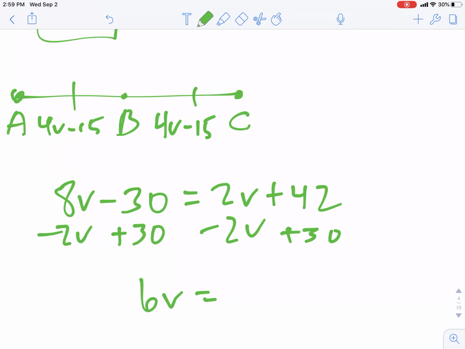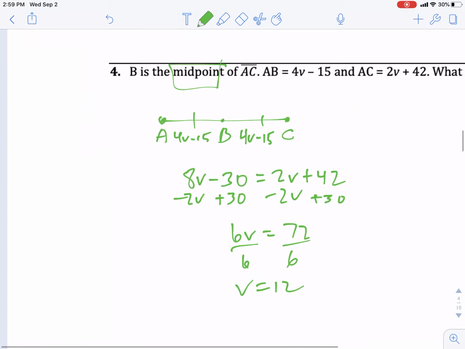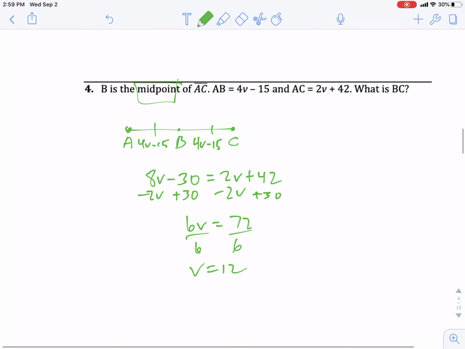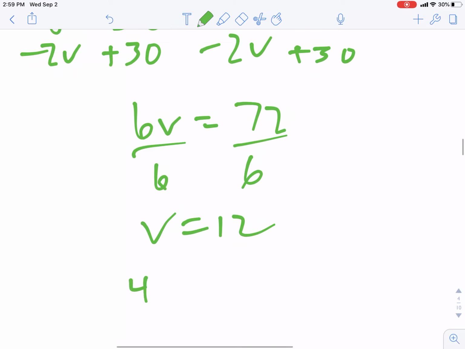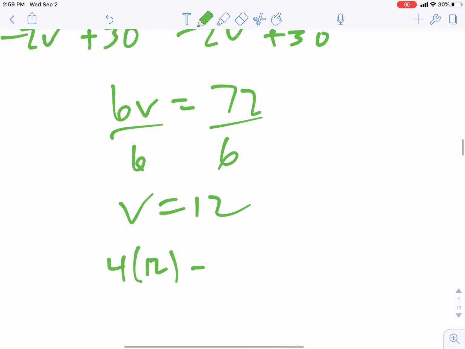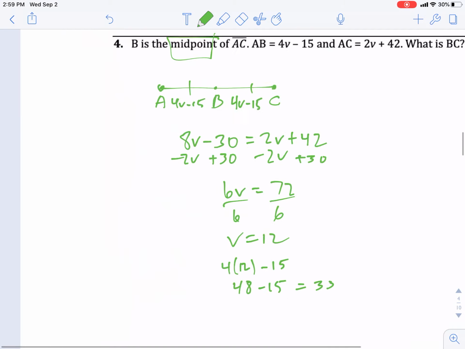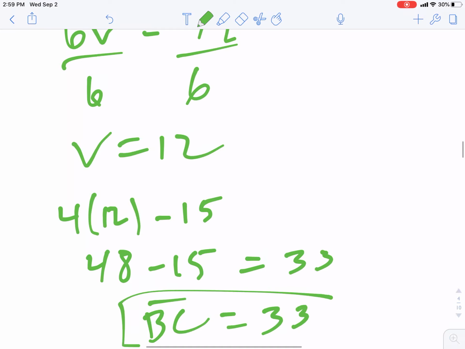Six v equals 72. Divide by 6. V is equal to 12. And then it wants the length of B to C, which is 4v minus 15. So we're just going to plug that in. 4 times 12 minus 15. That gives us 48 minus 15, which is equal to 33. So BC is equal to 33.